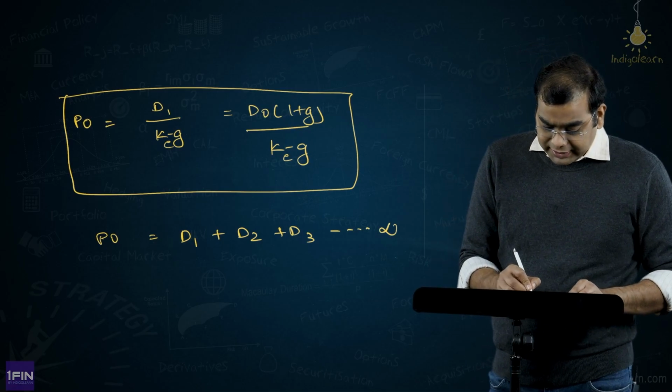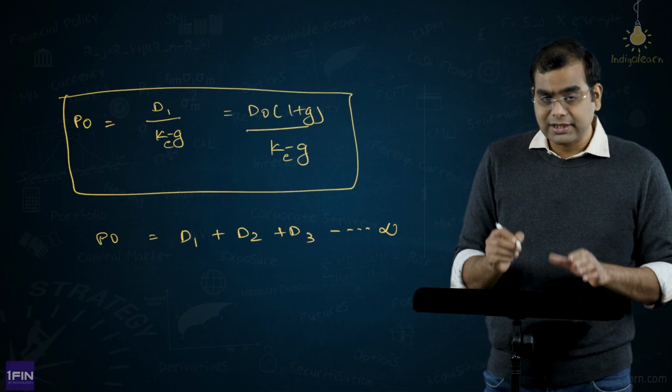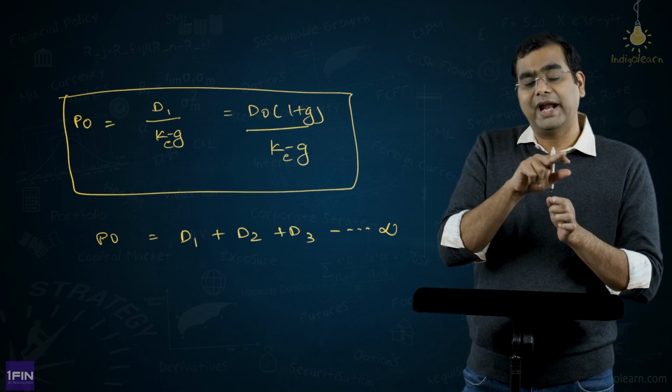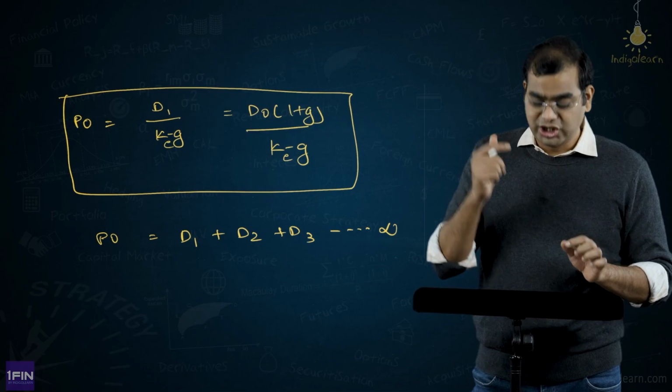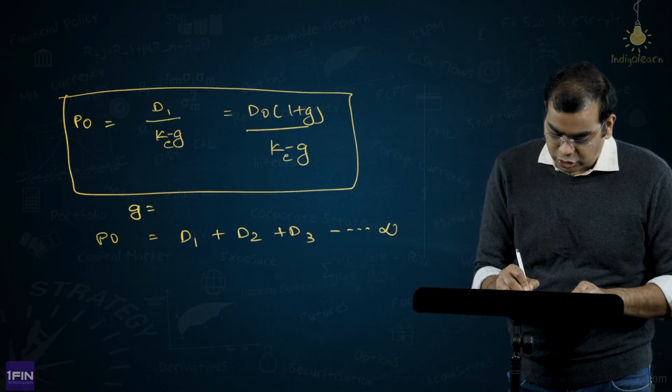What is D1? Here we are assuming D1 is based on the dividend of the previous year, and it is growing at a constant rate of G. So G is the growth rate.